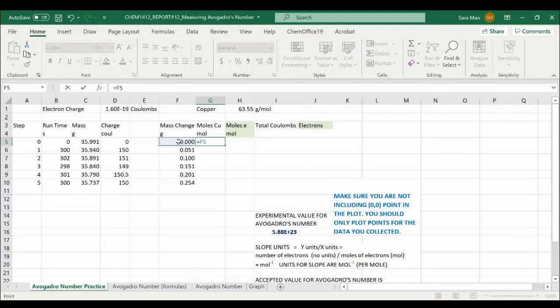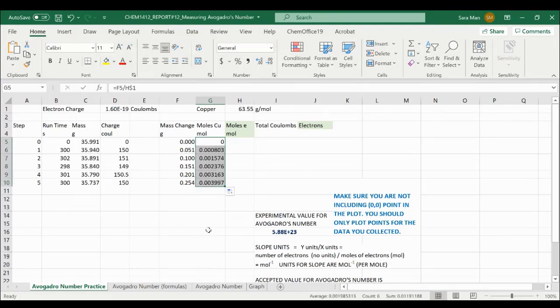equal this mass divided by H$1. Enter. Obviously, it's going to be 0, but I already have the formula for all the rest. If you want, here I said H10 because I wrote here the atomic weight of the copper. You can divide by the number and you're going to obtain the same thing.